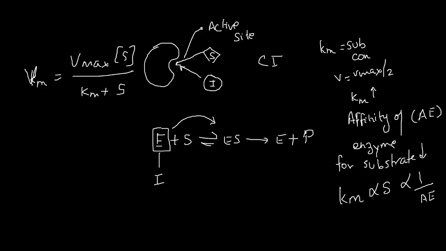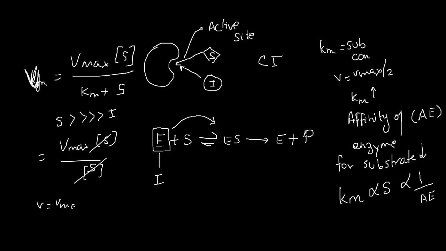Sorry, V is equal to, this is V. This is the formula. So now you can see, if S is very high, then what happened? You can ignore this Km. Suppose the substrate concentration is very much higher than the inhibitor concentration, then you can write this formula as Vmax S by S, and S is going to be cancelled, so V is equal to Vmax.